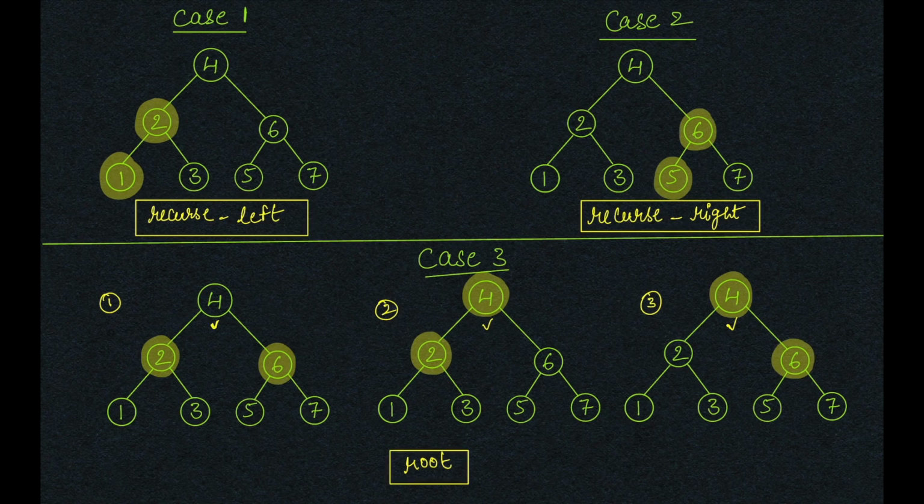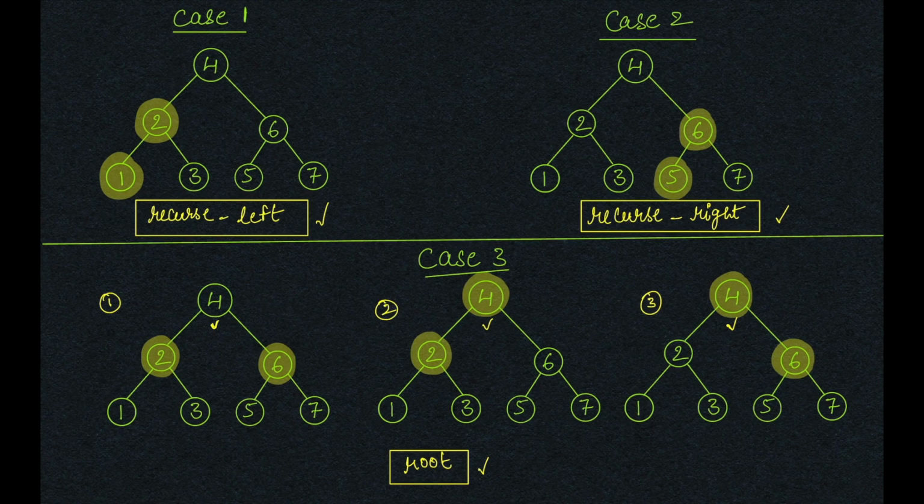Okay. So let me reiterate all the 3 steps again. Whenever the values of P and Q are occurring on the left subtree of the binary search tree, then recurse left. Whenever the values of P and Q are occurring on the right subtree of the binary search tree, then recurse right. In all other cases, you return the root. So I hope it is clear from this explanation.